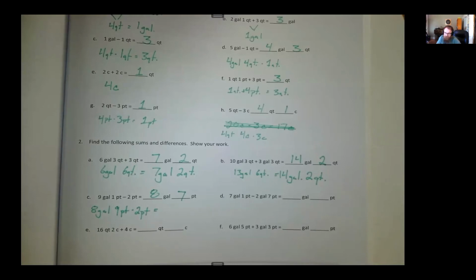Letter D. 7 gallons 1 pint minus 2 gallons and 7 pints.